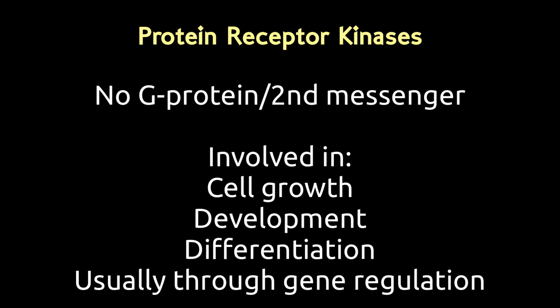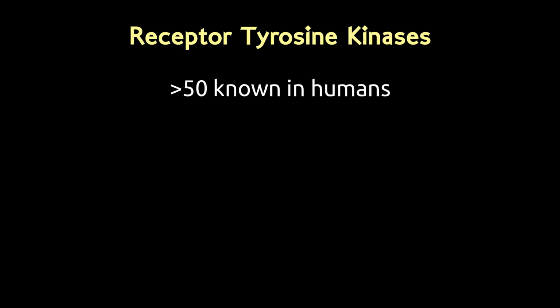So things like cell growth, development, differentiation. Usually we're working through gene regulation, but not always. In fact, some of the canonical protein receptor kinases are not working through gene regulation, but as we've studied more of them, we found many of them actually do. There's two different protein receptor kinases that we're going to be talking about. The first of them is the receptor tyrosine kinases. There's a lot of these. We have over 50 different known receptor tyrosine kinases in humans.